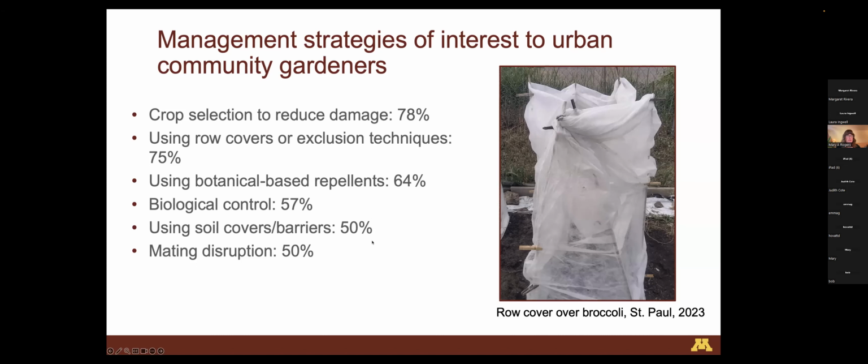So there's interest in putting landscape fabric or plastic mulches on the soil as a mulch, planting into it, and then maybe that can suppress new adults from emerging from the soil. And then mating disruption, which is an interesting one, and I'll talk about that a little bit too.